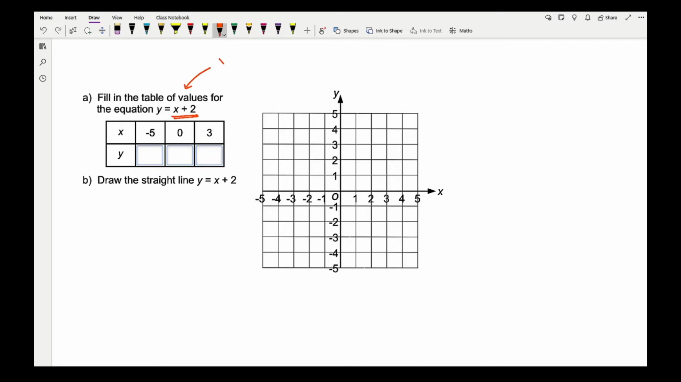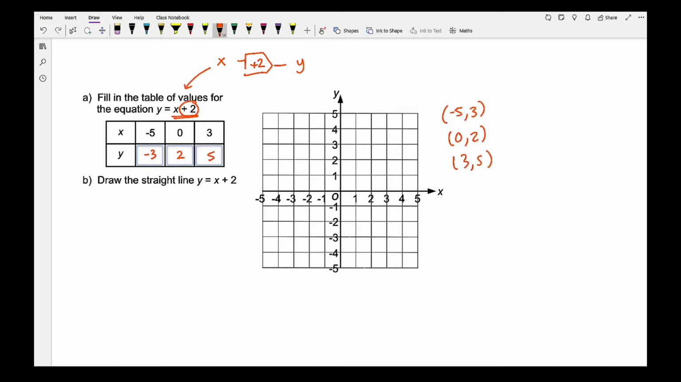So for this, we're going to start with x, and all we're going to do is add 2, because we're not multiplying anything because we've just got 1. So we're just going to add 2, and that's going to give me my y values. So minus 5 plus 2 is minus 3. 0 plus 2 is 2. 3 plus 2 is 5. So these are the coordinates that I now need to plot. So I need to plot minus 5, minus 3, 0, 2, and 3, 5.